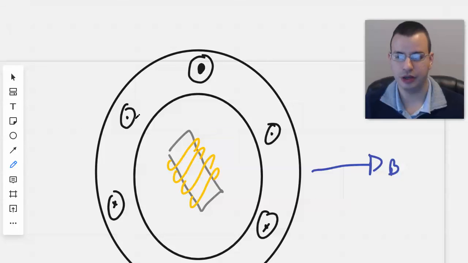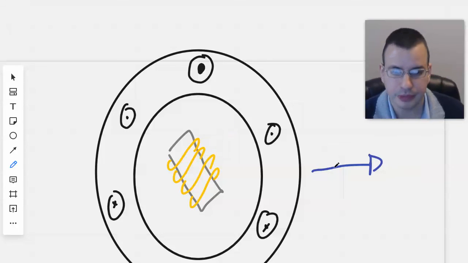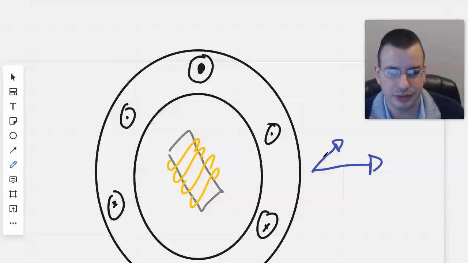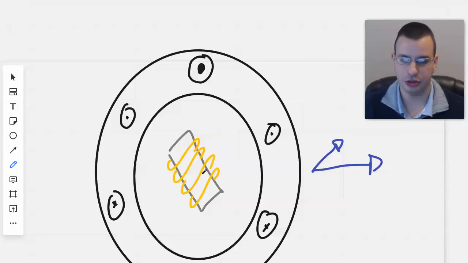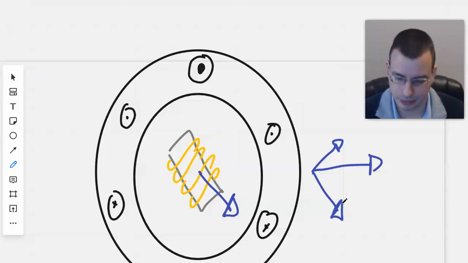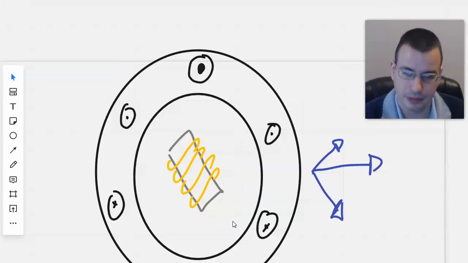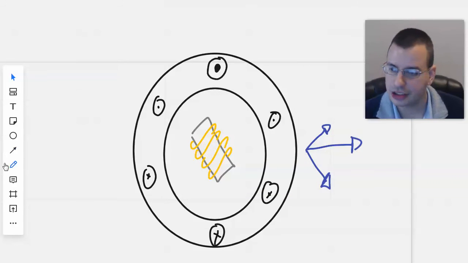Now from this one, you're going to have a magnetic field going this way, but it'll be a little bit less. This one, to draw the circle, it's going to be coming down this way. Look at some of the others.